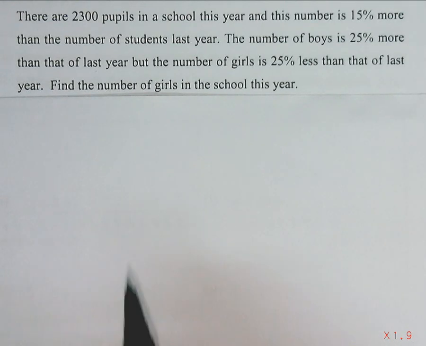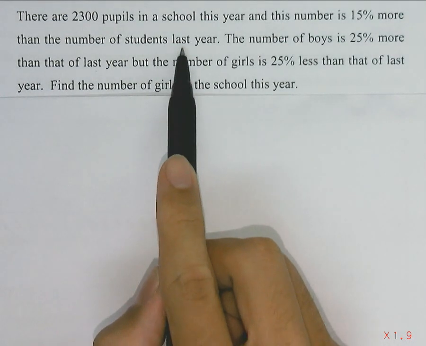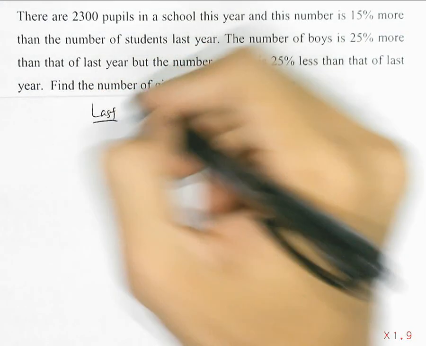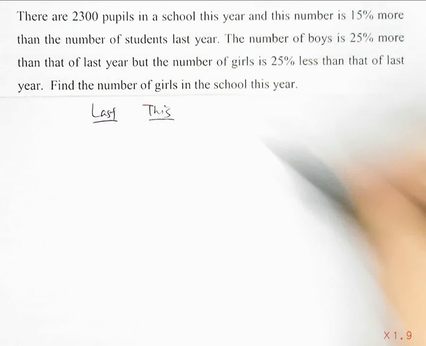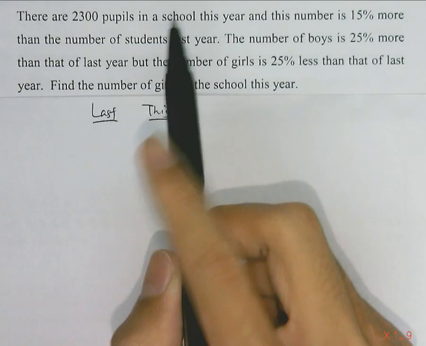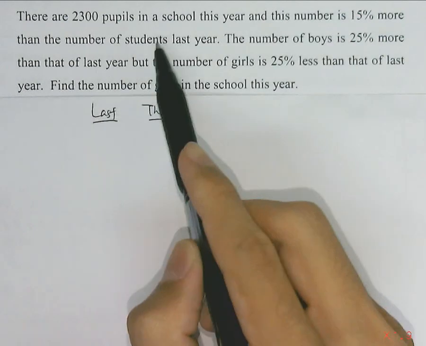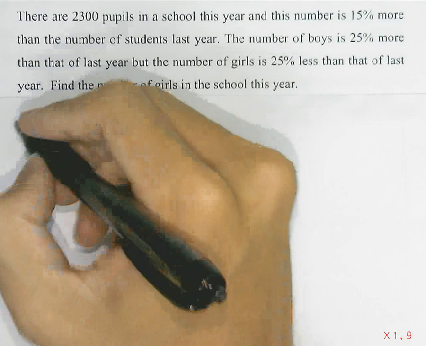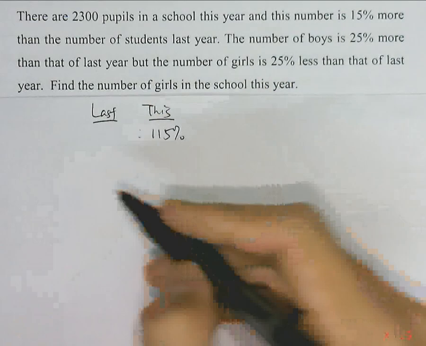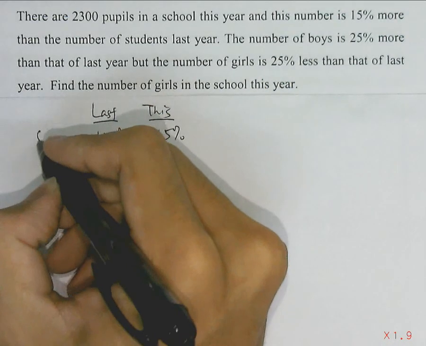So this question compares the number of pupils from this year and last year. Okay, so I'll write down two headings: last year and this year. The question tells us that there are 2,300 pupils this year, and this number is 15% more than the number of students last year. Okay, so this year there will be 115%, while last year there will be 100%. This is the number of students.